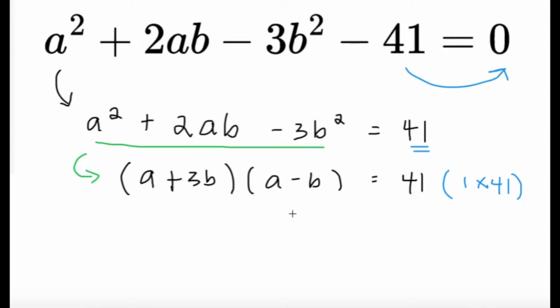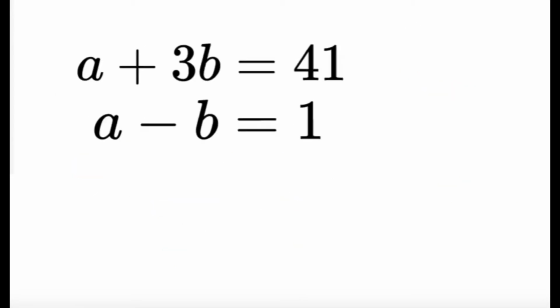Now, since a and b are positive integers, we're adding something to a here. So we're adding 3b to a in the first factor. And then in the second factor, we're subtracting b. So we can easily conclude that this a plus 3b should be greater than this a minus b. And therefore, we can easily assign the factors. The 41 must correspond to a plus 3b, and then the factor of 1 must correspond to a minus b. So we equate a plus 3b to 41 and a minus b to 1.